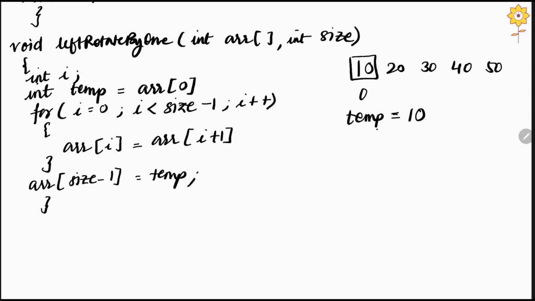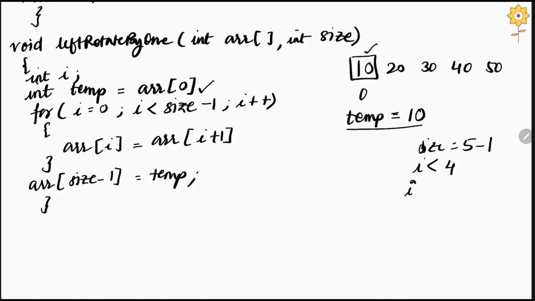Now, what exactly is happening here? What did we do first? We have taken the 0th element, which is 10, inside the temporary variable. Then the for loop where I is starting from 0, I should be less than whatever is the size minus 1. So, what is the size of the array? The size of the array is 5. So, size minus 1 is what? 4. So, I should be less than 4 and I plus plus will happen.